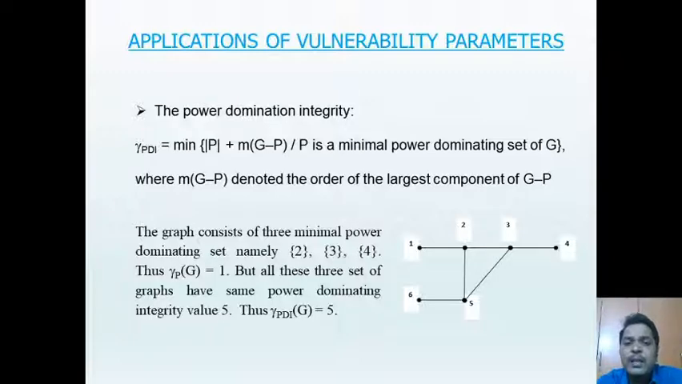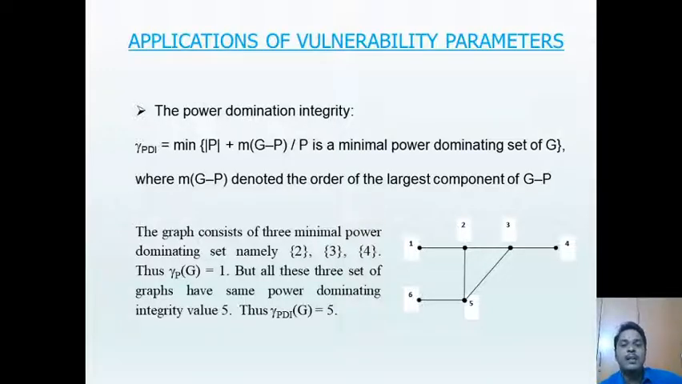If you place a PMU in 2, 3 or 4, the entire network can be covered, that is, all the vertices and the edges are observed. So the singleton sets {2}, {3}, {4} are the 3 power dominating sets, and these have the cardinality 1, therefore the value is 1. That is, gamma_P(G) equals 1. So that is the power dominating set.